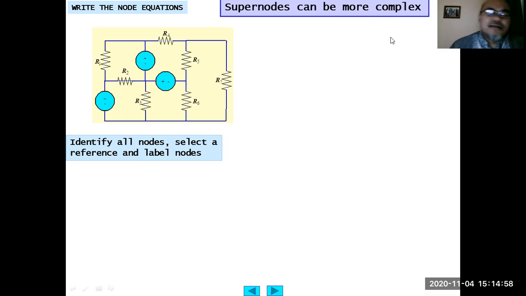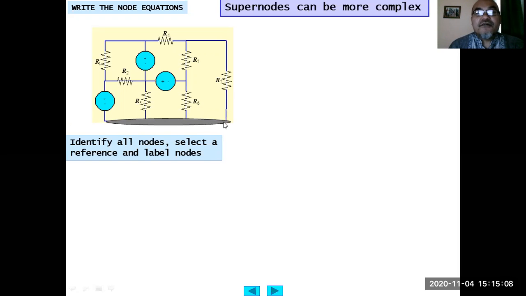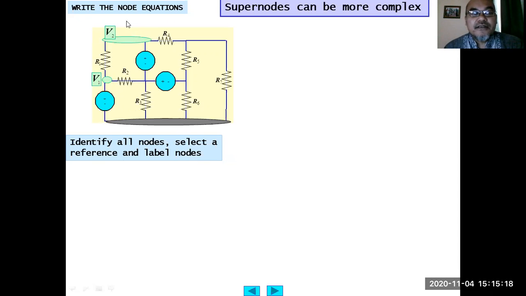Usually, the reference is the node where it has many branches. So in this case, this one has 1, 2, 3, 4 branches, and then we choose it as a reference. And we label this one V1, V2 as the second node, V3 here having voltage 3, then V4 here between R5 and R6, then V5 in the middle here.